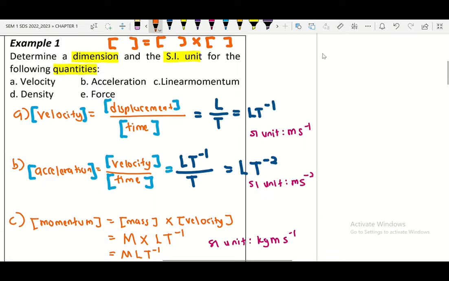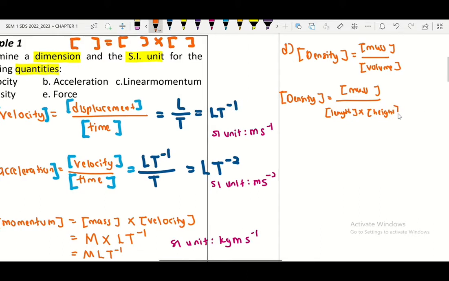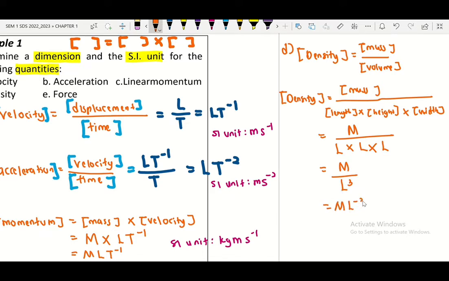Okay, now let's proceed to D. D adalah density. So formula untuk density, ingat nak cari dimension kena ada bracket, adalah mass over volume. Okay, so volume. Volume ini kita tahu formula dia adalah length times height times width. Okay, kita tulis balik, it's okay. So density akan bersamaan dengan mass, volume will be length times height dan juga times width. Panjang darab, tinggi darab, lebar. So kita dah tahu dah, kalau untuk mass, dimension dia adalah M. Kalau untuk length, dimension dia adalah L. Height masih panjang, kita ukur dalam meter, dia adalah L. Dan width pun adalah L. So you akan dapat M over L cube bersamaan dengan M L negative 3.